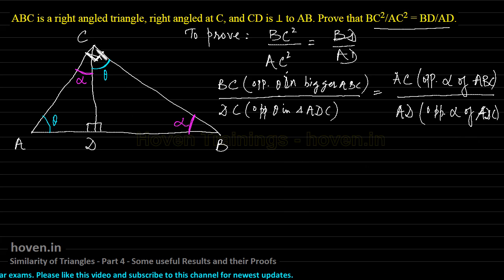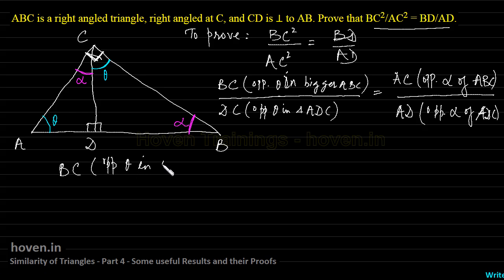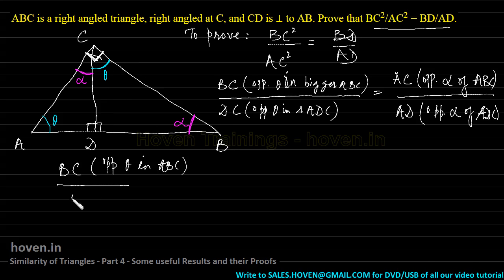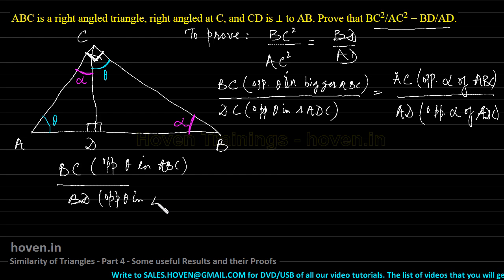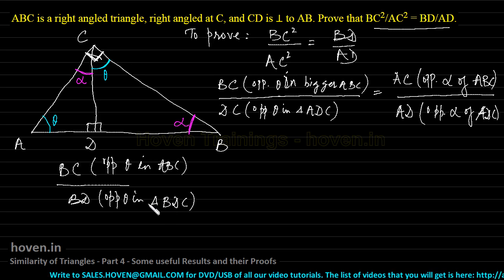Let us now repeat the process for the bigger triangle and the triangle on the right side. So we will write BC opposite angle theta in ABC, by BC, in this triangle, side opposite to angle theta is DB. So we will write BC over BD, opposite theta in triangle BDC. We are repeating the same process for the outer and now this right side triangle.